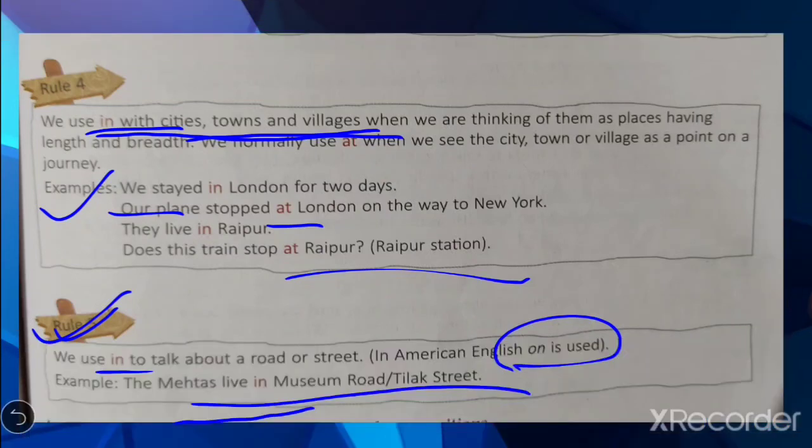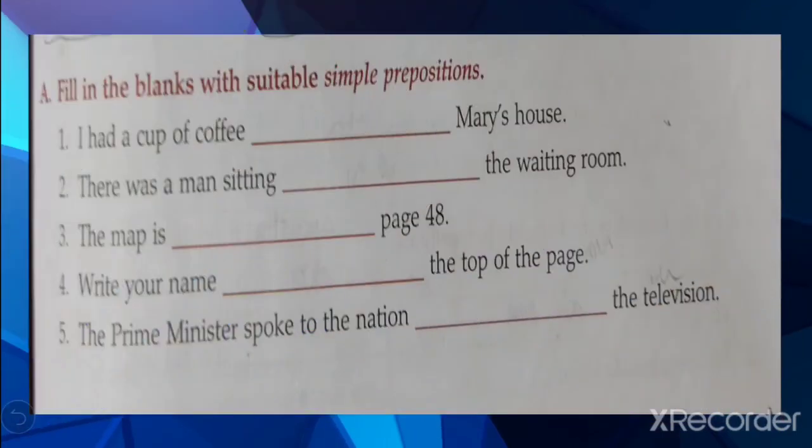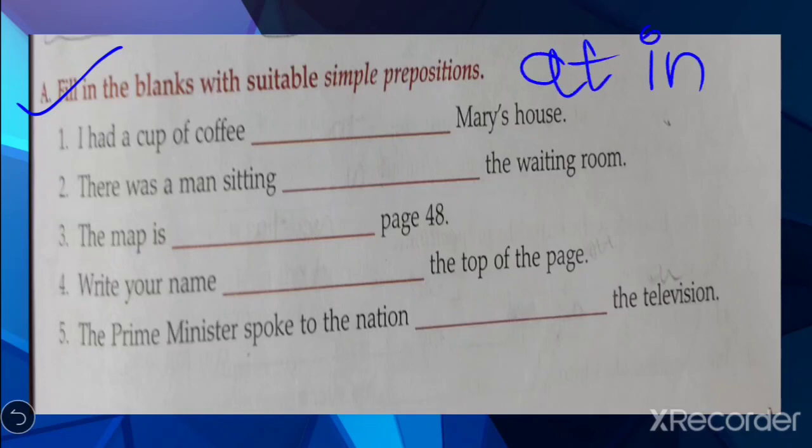So students, I hope that all 5 rules are clear to you. Now we'll move to one exercise which is given in your textbook at page number 95. Fill in the blanks with the suitable simple prepositions. Now simple prepositions means at, in and on. So you have to use here at, in or on.